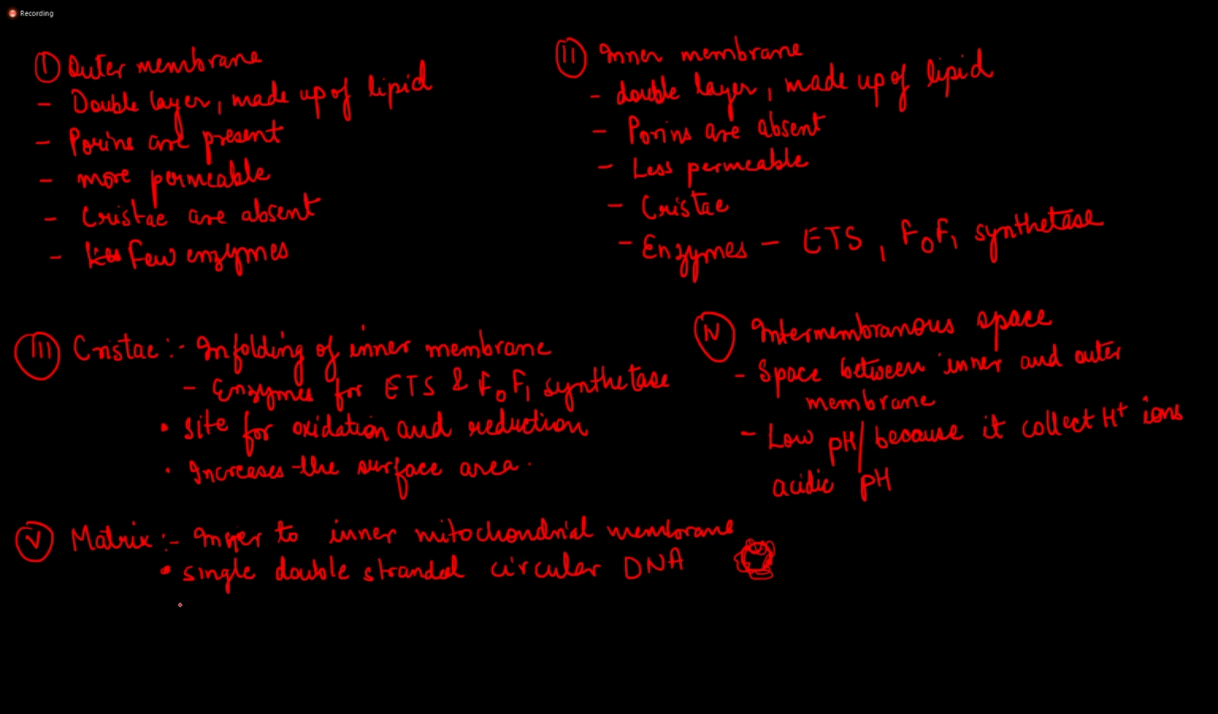Apart from DNA, the matrix of mitochondria also comprises of ribosomes. So ribosomes, apart from the cytoplasm, are also present in mitochondria. Then this DNA can be converted into RNA, right? Through the process of transcription. So the matrix also consists of RNA. And apart from this, it also comprises of certain enzymes that are crucial for some processes, such as the Krebs cycle. So these are enzymes for the Krebs cycle, or you can say TCA cycle.